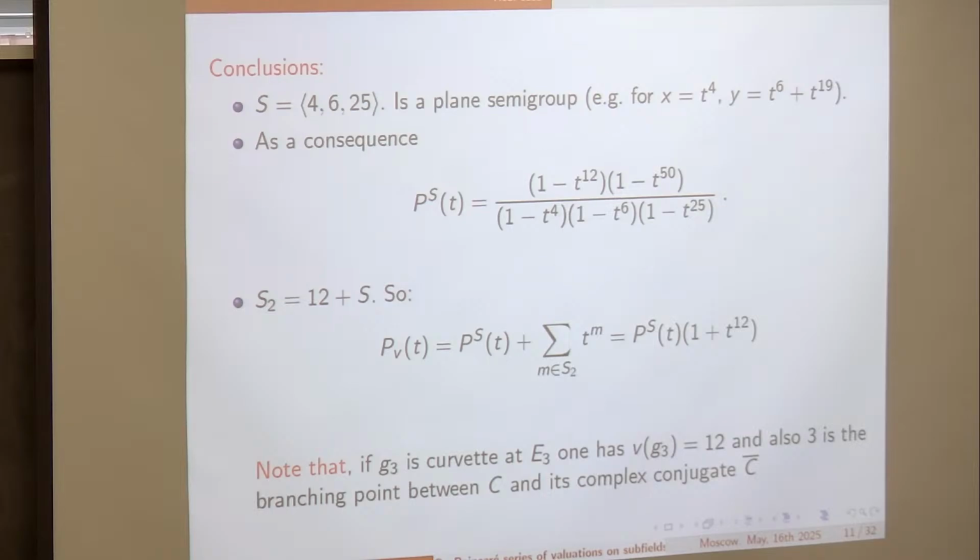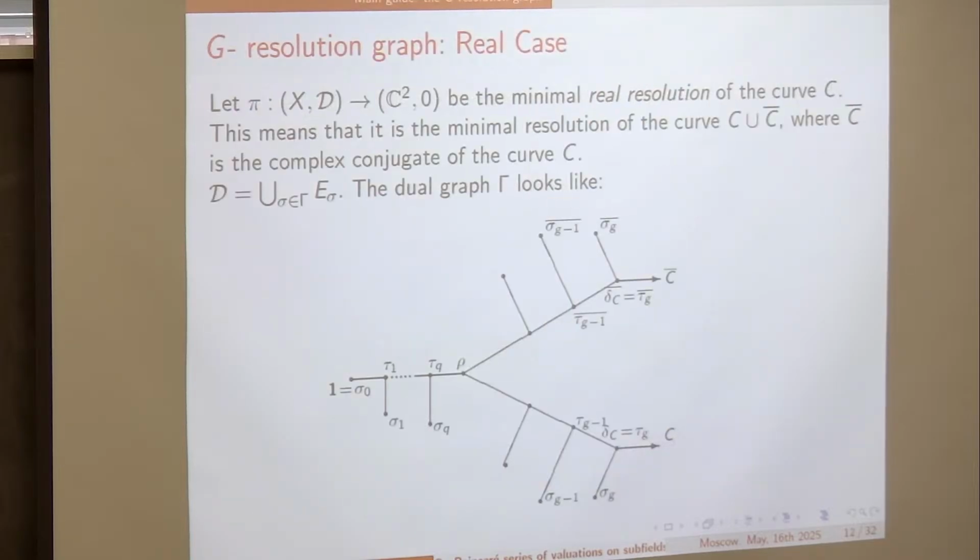Okay, so let me explain how to work the real case out of the example. For this, we take the minimal real resolution of the curve C. I remind you that C is a complex branch, so it's not real. That means that for the minimal real resolution you have to take the minimal resolution of the real curve, which is C union the complex conjugation of C, okay? In order to have the equation real.